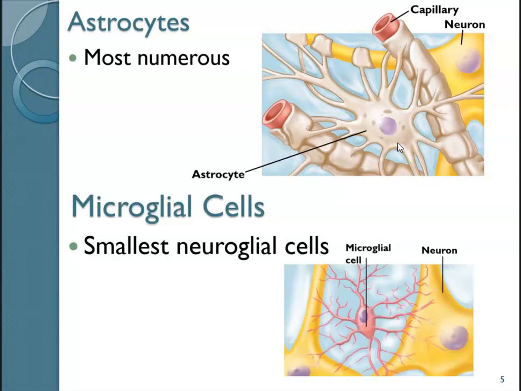The next ones we're going to talk about are the microglial cells. These are the smallest of the neuroglial cells. They are like immune cells of our brain, right? So they are phagocytic. They will swallow up any microorganisms or any cell debris. So this is the cell with multiple processes, right?